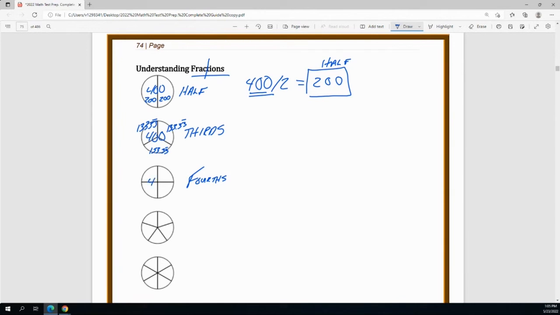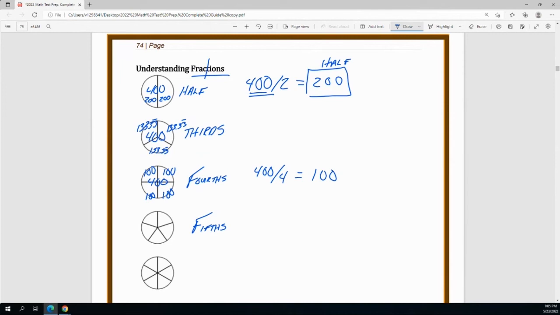Let's say I have that same $400 and say, let's divide it into 4 chunks. Well, if I took 400 and divided it by 4, then that means each chunk is going to be worth $100. This is what it means to be fourths. Fifths.